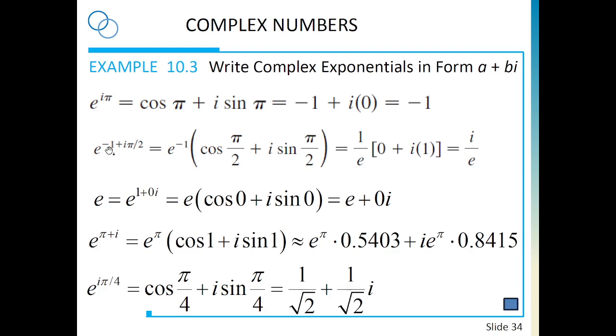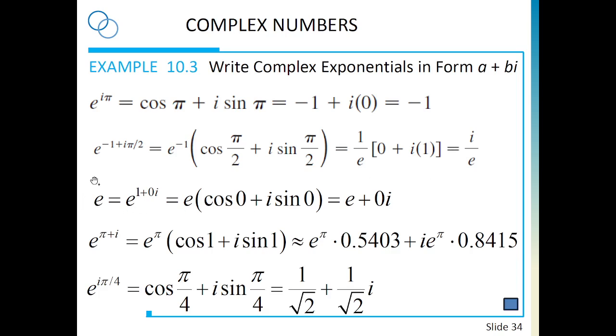Exponential of -1 plus i pi over 2. So we have exponential -1 times exponential i pi over 2. We use the Euler formula for that, so it will be cosine pi over 2 plus i sine pi over 2, step by step. So exponential -1 is 1 over e, cosine pi over 2 is 0, sine pi over 2 is 1, so we get our complex number. Here the real part is 0, the imaginary part is 1 over e.